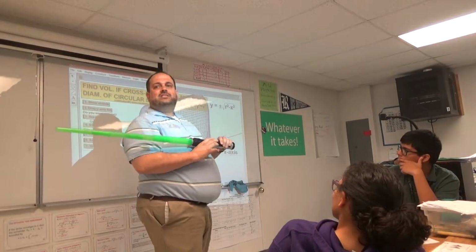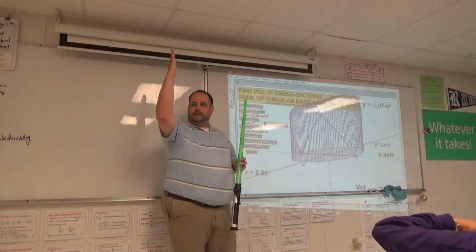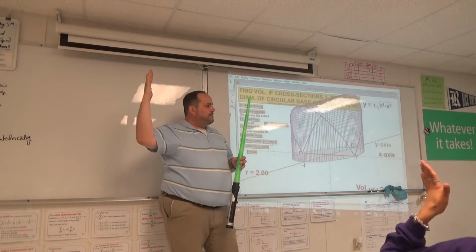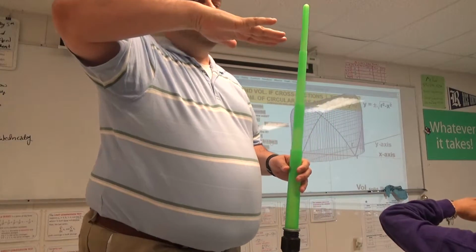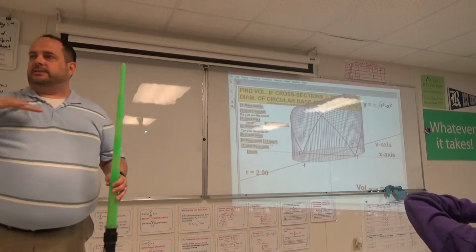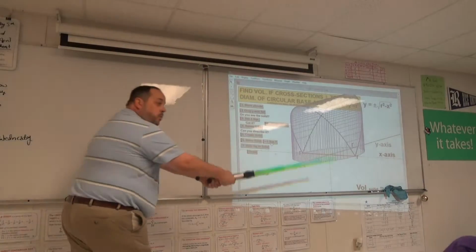So if I said make your slices perpendicular to the x-axis, show me what you do. Perpendicular to the x-axis. If I said make them perpendicular to the y-axis. Kimberly, you okay there? Okay. And if I said make them parallel to the y-axis. Okay, good. What we're talking about is what way am I slicing?